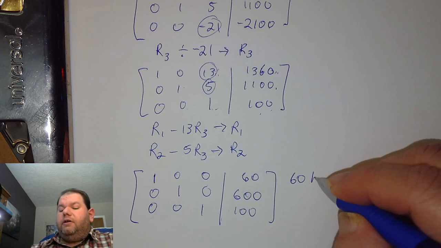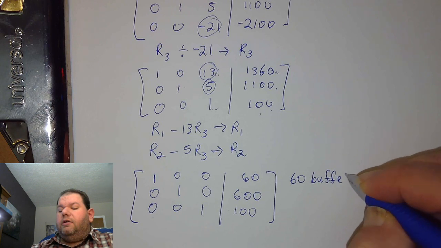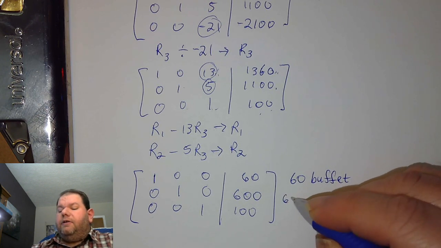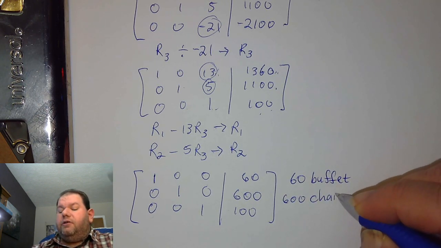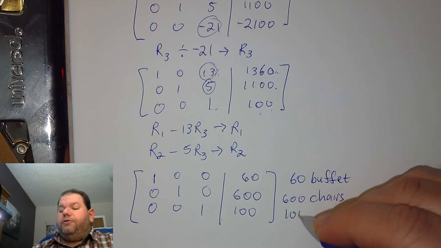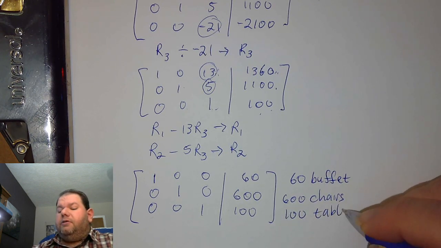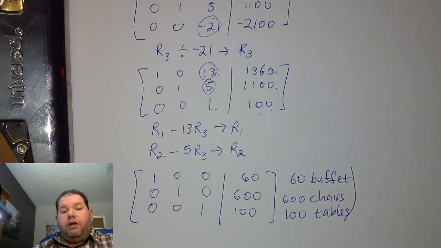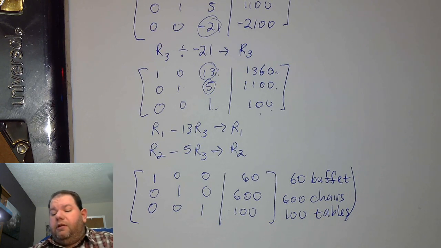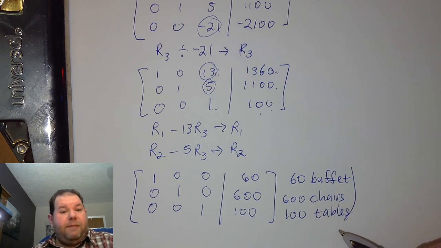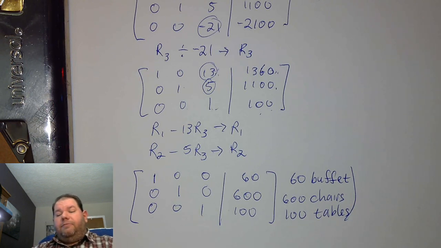So 60 buffet tables, 600 chairs, and 100 tables. That's what will optimize the production of this facility. Which is nice, because then they're making 6 chairs to a table, which is right about where it should be. Luckily, that turned out to make sense.